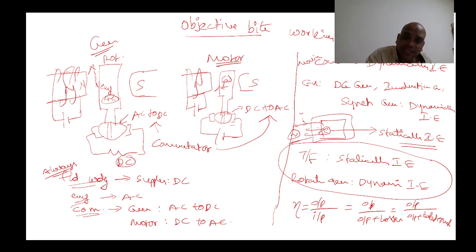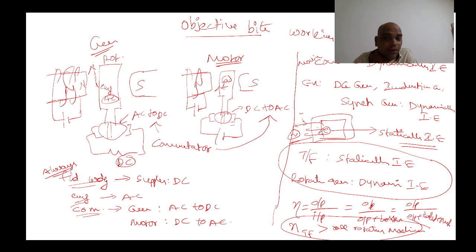But the remaining machines are all rotating machines, so mechanical loss also exists. So in which case is efficiency more? Transformer. So the efficiency of the transformer is greater than all rotating machines. Is it clear?